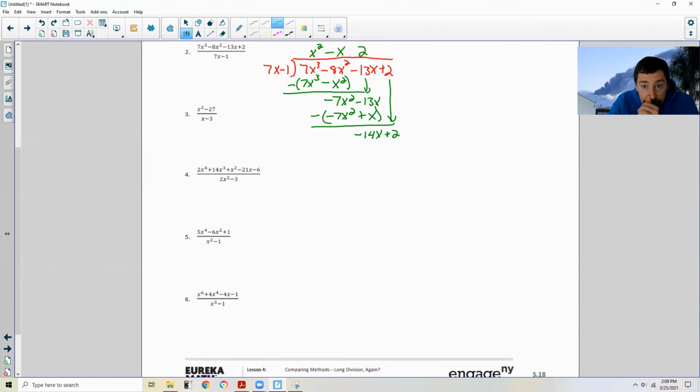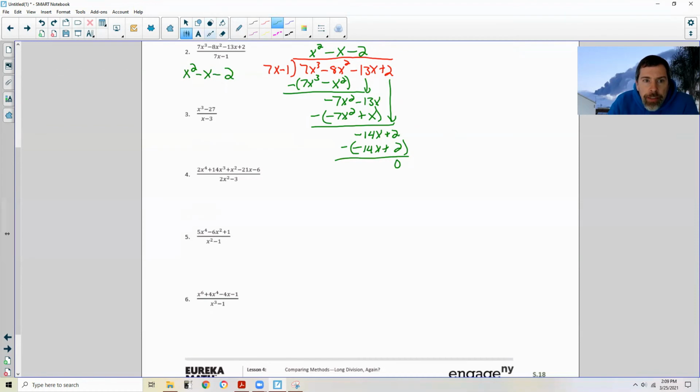Positive is and negative. I need a negative. Negative 2 times 7x is negative 14x. Negative 2 times a negative 1 is positive 2. And therefore, when I subtract, I get 0 for my remainder. All righty. So my answer is x squared minus x minus 2.